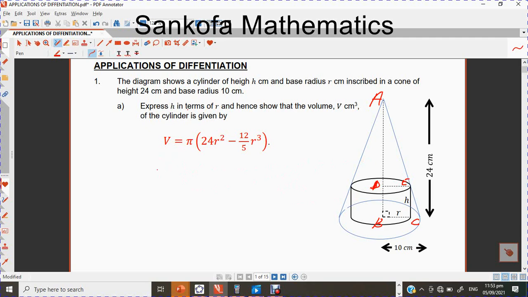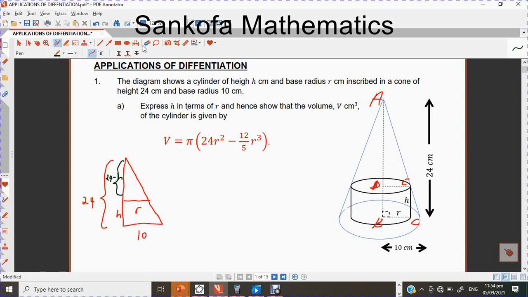If I had to draw that quickly, it will look something like this. So I have my 10 here, I have my r here, and this whole distance here will be 24. For this part, maybe I should bring in a different color so you can see where I'm going with that. So this distance here all the way up to there will therefore be 24 minus h.